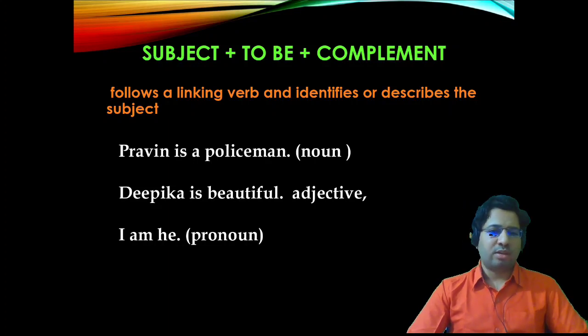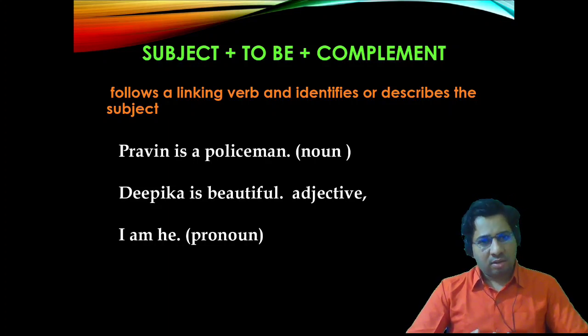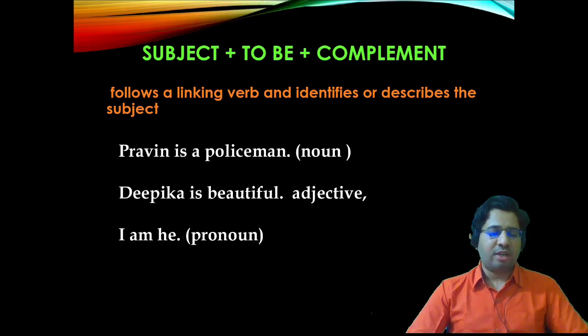Praveen is a policeman. A policeman is a subject complement. So it's a noun. Deepika is beautiful. Beautiful is an adjective. I am he. So a pronoun comes as a subject complement here. Or we can give another example, like the light in the chapel was warm and soft. So warm and soft in this sentence is a subject complement.